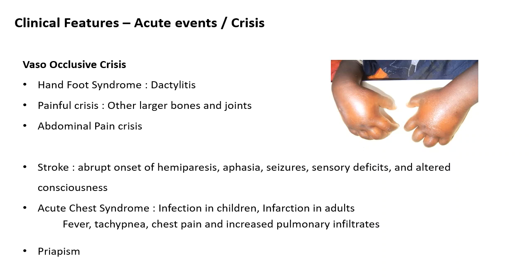Acute chest syndrome may be seen in children as well as in adults. In children, it is most commonly due to infection, while in adults, it is most commonly due to infarction. Priapism is a very important symptom that is shown by children due to vasoocclusive crisis. In this, there is a prolonged painful erection, and this is commonly seen in young boys, and they present with priapism.